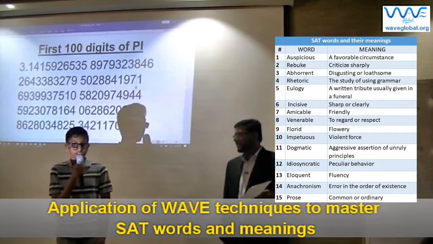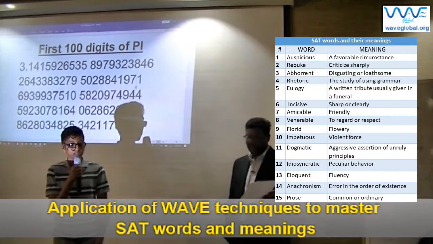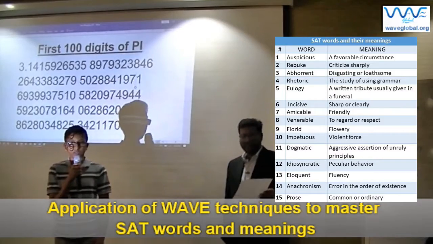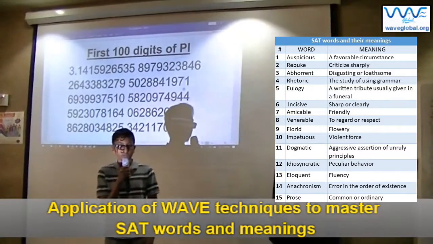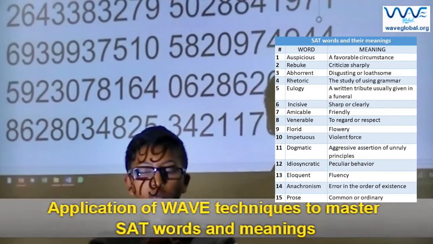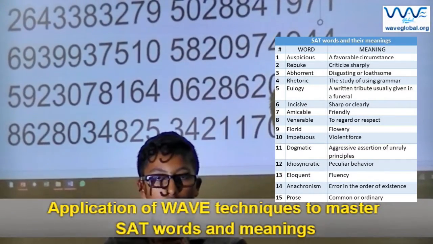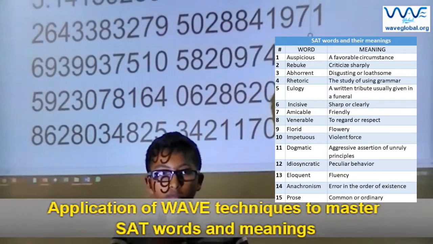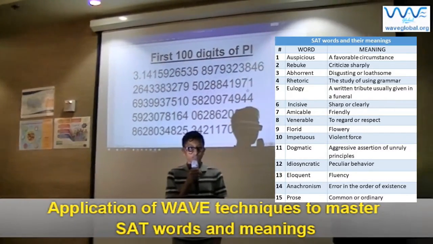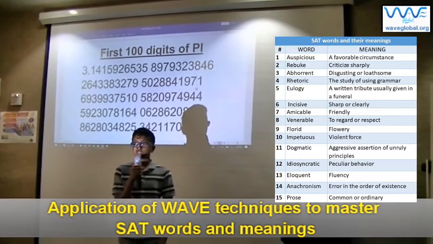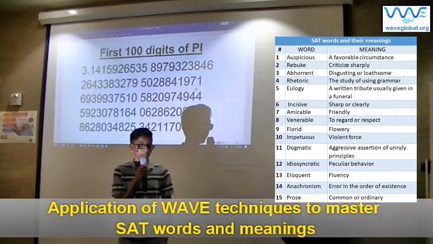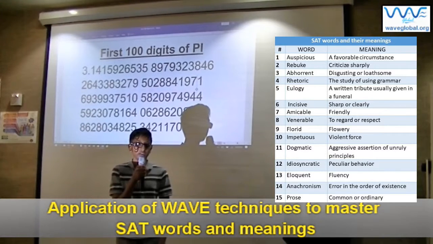Venerate. Venerate is to regard with respect. Florid. Florid is flowery. Impetuous. Impetuous is violent force. Dogmatic. Dogmatic is aggressive assertion of unproven principles. Idiosyncratic. Idiosyncratic is peculiar behavior. Eloquent. Eloquent is fancy. Anachronism. Anachronism is an error in the order of time. Prosaic. Prosaic is common or ordinary.